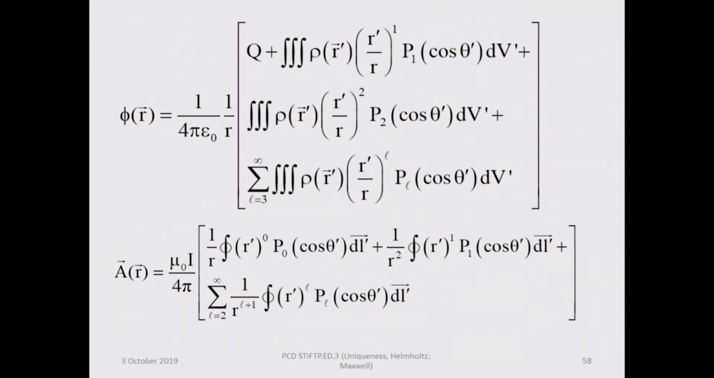So, I will not spend any big time on this, but it is essentially the same power series expansion which I have plugged in over here for 1 over distance, which appears in the solution to the Poisson equation.